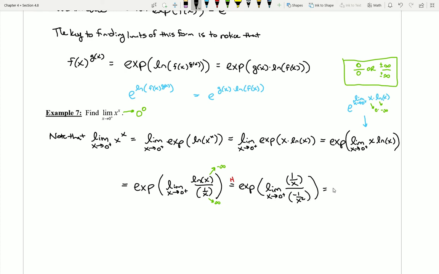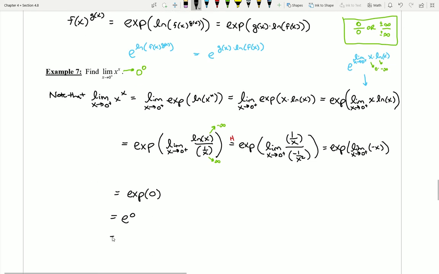I then can do some simple algebra. This is going to be exp, limit, x approaches 0 from the right, and here I'm just going to end up with negative x. So overall this is just going to end up being exp, or e raised to the power of, and I'll just evaluate my limit. And my limit here is 0. And so I end up with e to the power of 0. But of course, e to the power of 0 is 1. And if I look at everything now that I've connected, I've been able to say that my limit of x to the power of x is really just equal to 1 as x approaches 0 from the right.